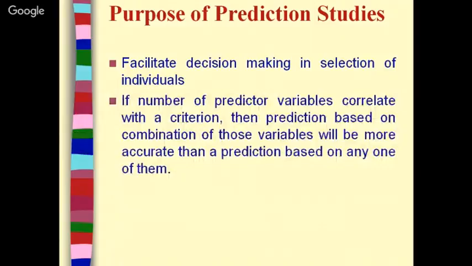Then if there are a number of predictor variables that correlate with the criterion, the prediction is based on a combination of those. Just see, for the performance in the industry, you said written test, you said interview, then you said group discussion. Now, these three variables are collectively affecting the performance of the individual in the industry. Do they have equal contribution?